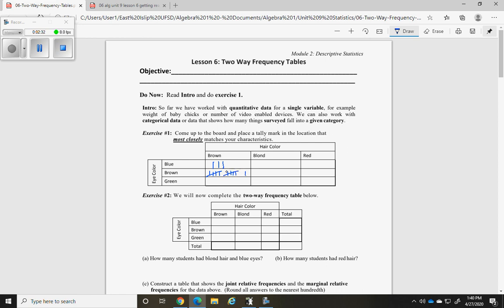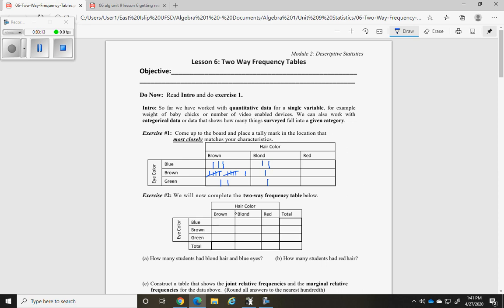So it's important for you to know the difference between a tally and a frequency. Tallies are these marks, and when you get to the 5th one, you cross through it, where a frequency is the actual number that you write down. In one of my classes last year, there were 2 people who had green eyes and brown hair. There were 2 people with blonde hair, blue eyes. 1 person with blonde hair and brown eyes. 1 person with blonde hair and green eyes. And there wasn't anyone who had red hair. So that just gets left blank.